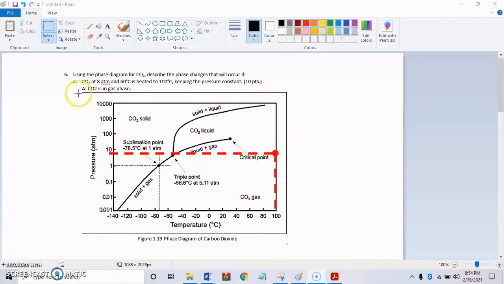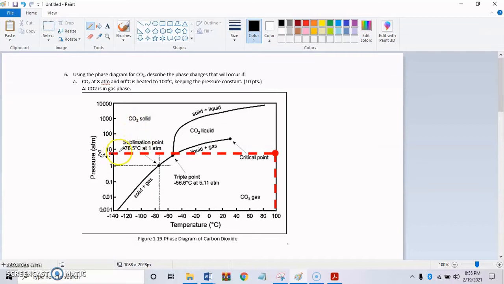Okay. Let us answer number 6. Using the phase diagram for CO2, describe the phase changes that will occur if carbon dioxide at 8 atm and 60 degrees Celsius is heated to 100 degrees Celsius, keeping the pressure constant. Let us see the phase diagram of carbon dioxide here. In the y-axis, that is the pressure. This is 1 atm and this is 10 atm. So in between 1 and 10, we can estimate where 8 atm is. 8 atm. This one.